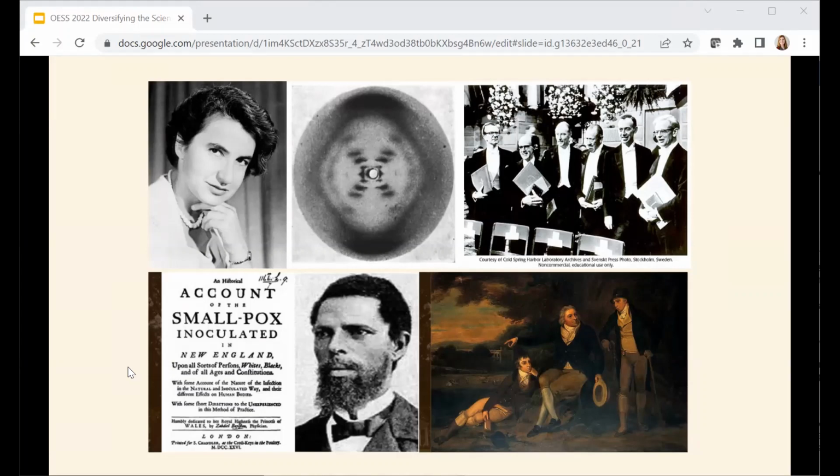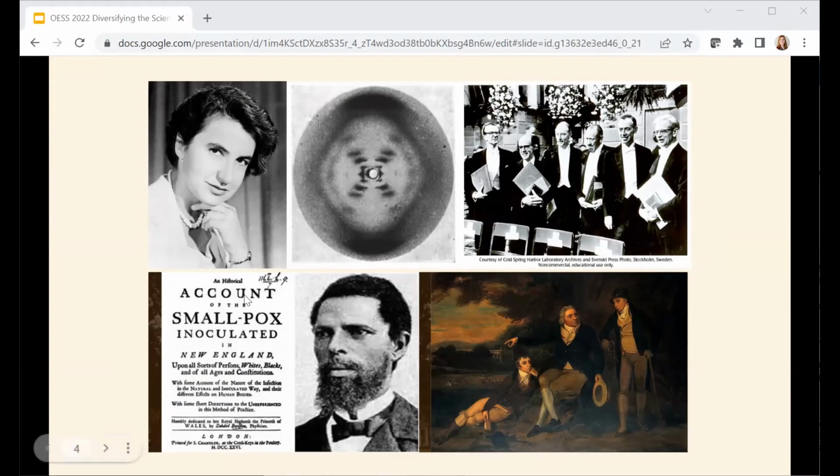Rosalind Franklin on the left, who discovered the double helix structure of DNA. And then on the right, the victors were Watson and Crick, who won the Nobel Prize for that discovery. And it wasn't until many, many decades later that Rosalind got some recognition for that.